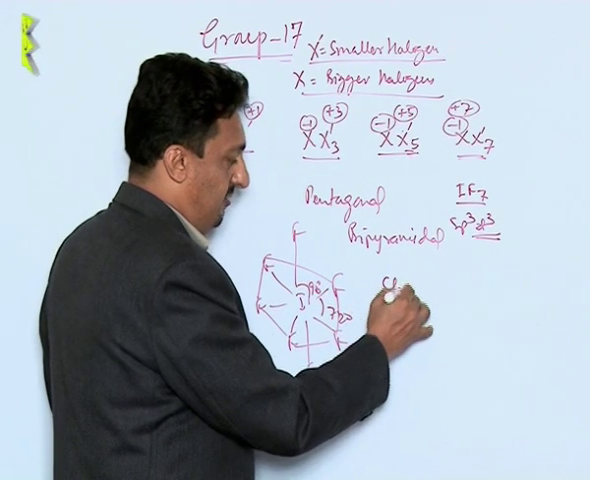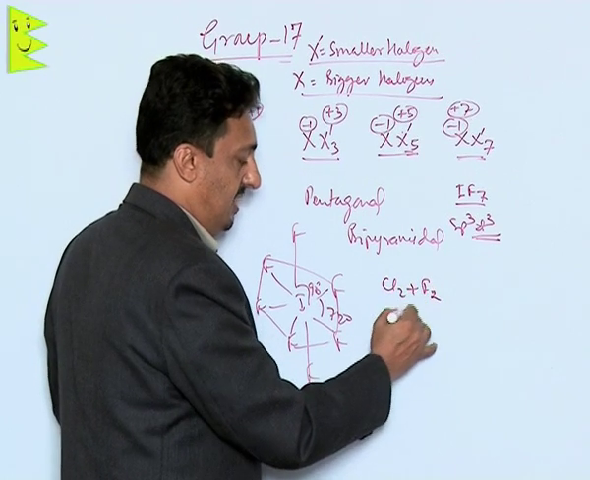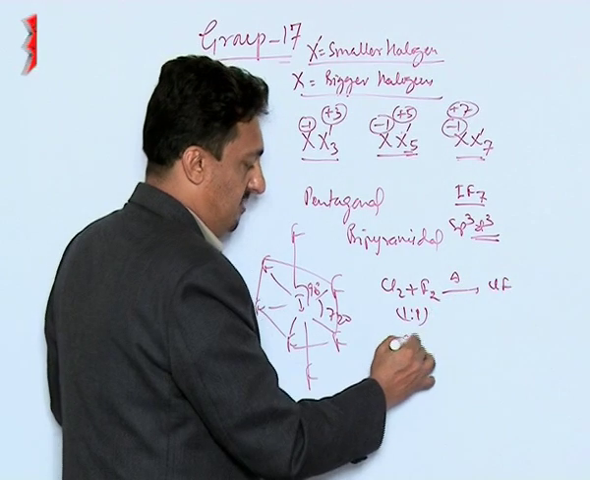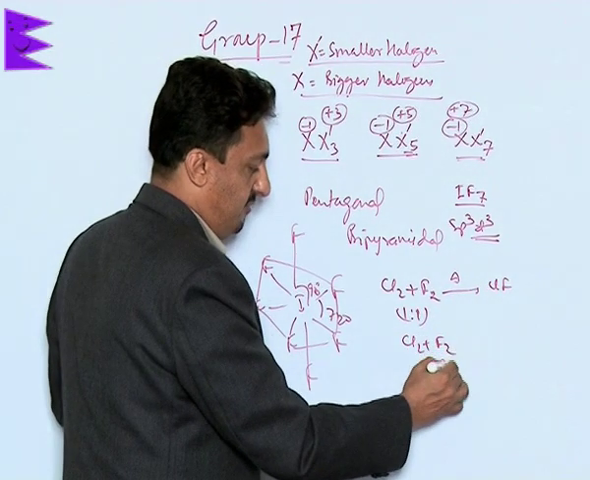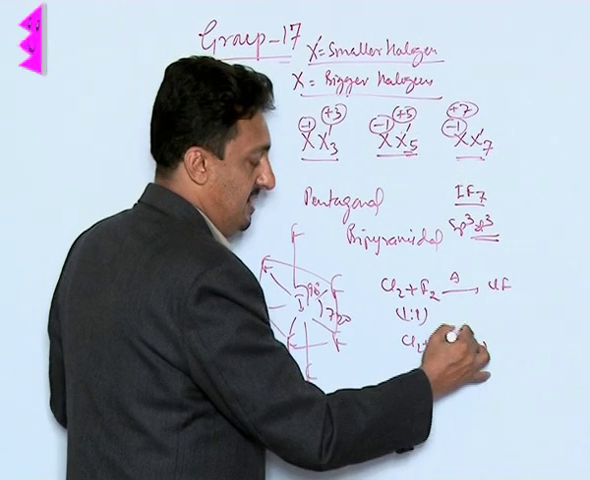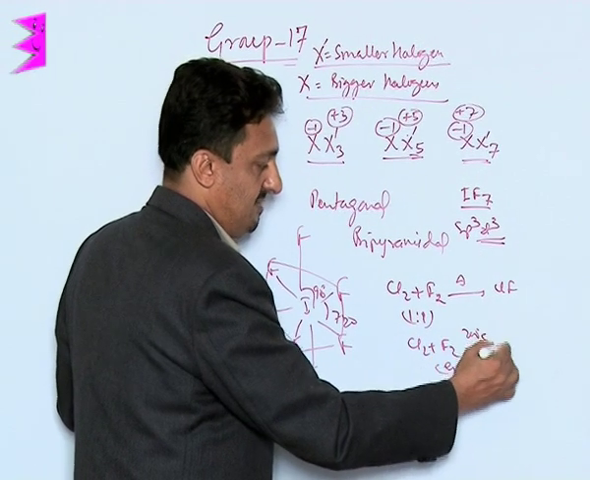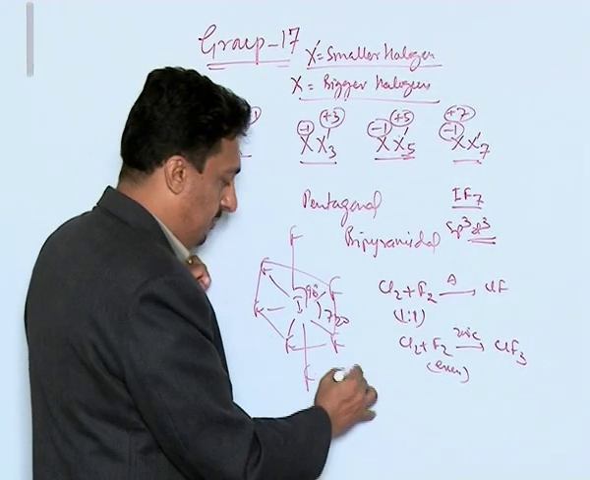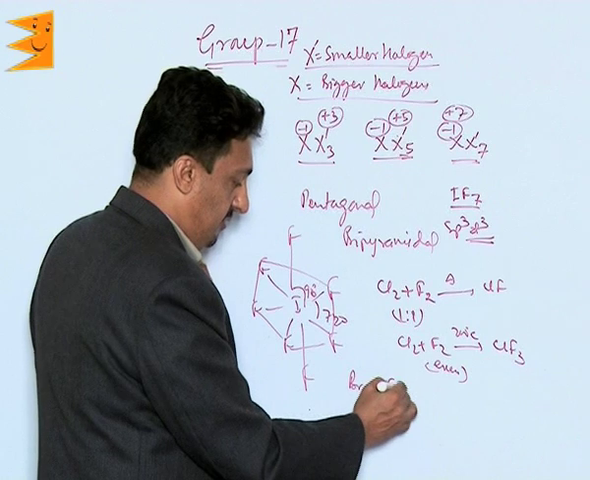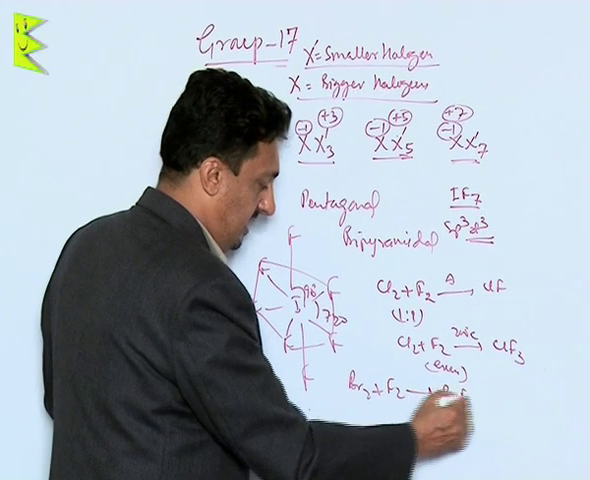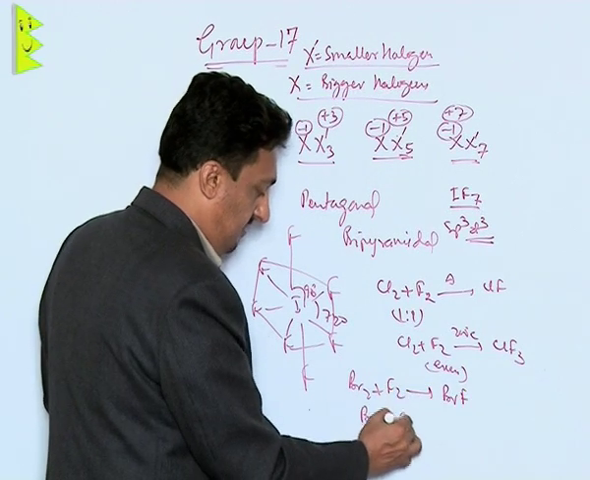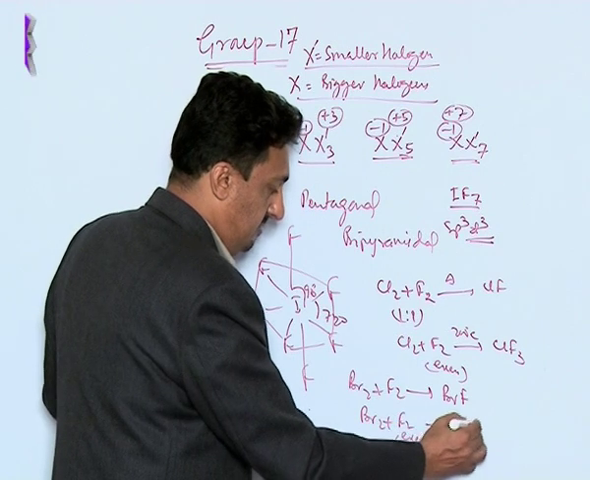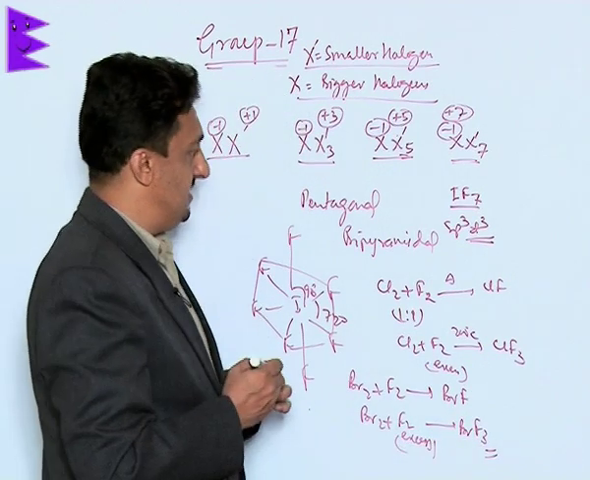Now you can know their preparation also. When chlorine and fluorine are taken in a 1:1 equimolar ratio and heated, it forms ClF. But when the same chlorine is taken with excess of fluorine and heated at around 200 degrees Celsius, what we get is ClF3. Similarly, bromine with fluorine in a 1:1 ratio forms BrF, but the same bromine with excess of fluorine forms BrF3. So they can be formed like this.